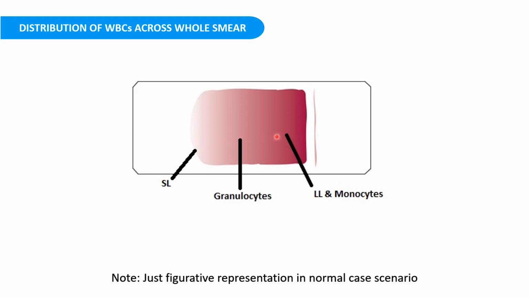But again I will repeat, this is not present in each and every case. This is just a representation of a normal case scenario. But this will give just a guideline to find out various WBCs in various portions of the peripheral smear.